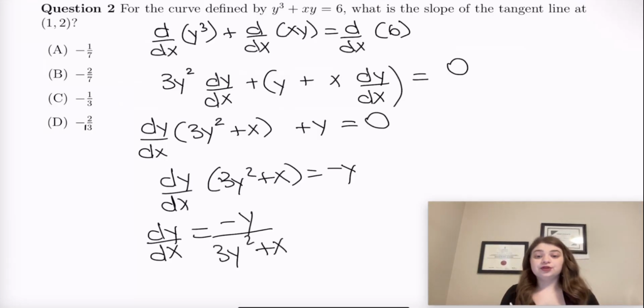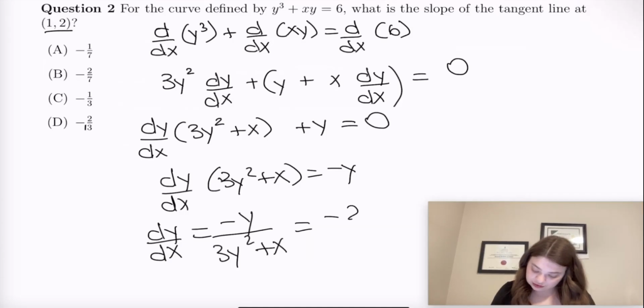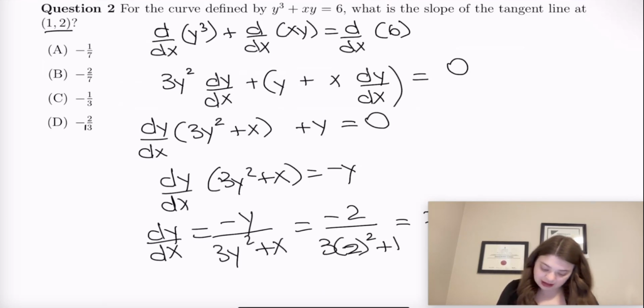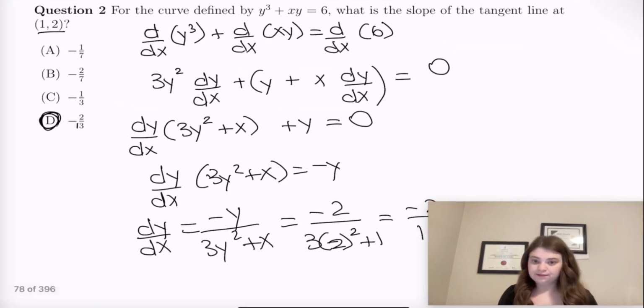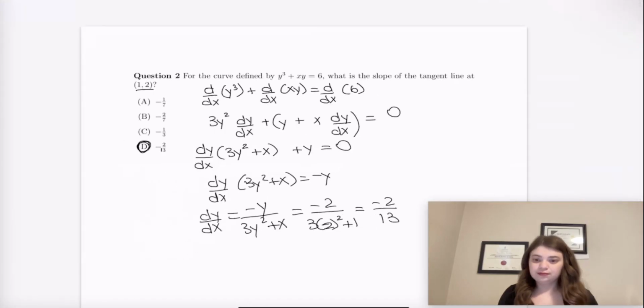And then I'm going to plug in my values. It said to plug in 1 for x and 2 for y. So therefore, that's going to be negative 2 over 3 times 2 squared plus 1, which is equal to negative 2 over 13. And that is going to be d. And so d, negative 2 over 13, would be our result there. And there we go.